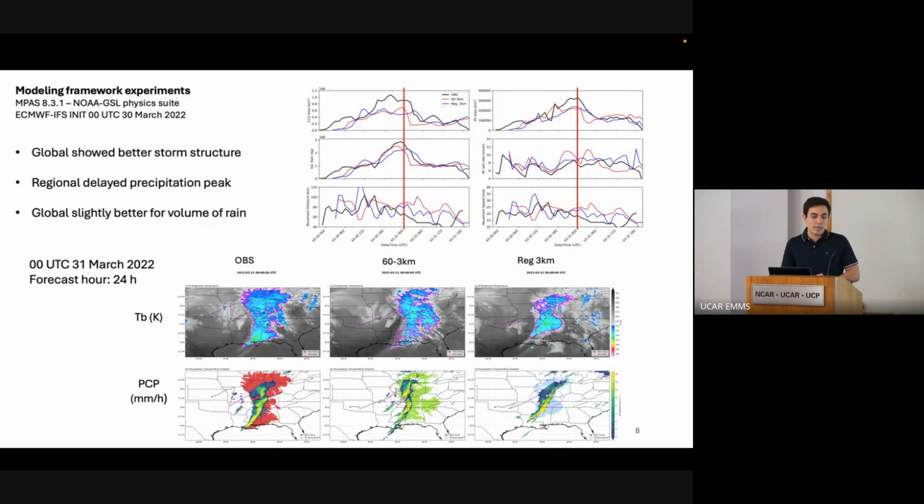All right, so regarding the modeling framework experiments comparing both the global and the regional approach, we have a larger difference here. For instance, the regional run shifted the peak of volume of rain, and also we have larger differences in terms of storm propagation. And as we can see here, we also have huge differences in terms of storm structure during the well-developed stage. That is basically related to the large-scale forcing and the influence of lateral boundary conditions.